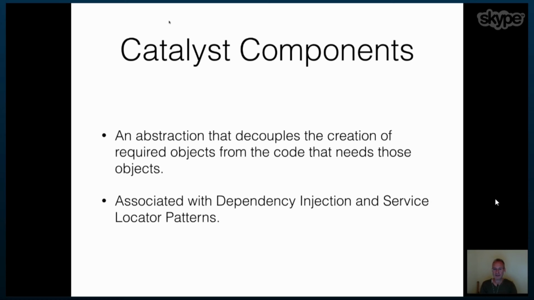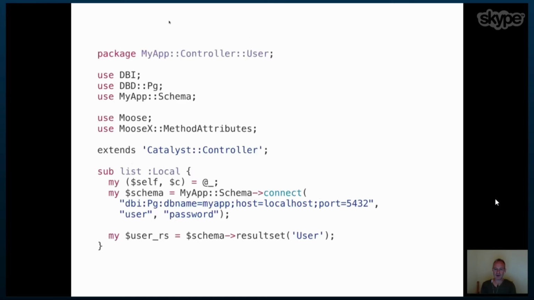So basically, a Catalyst component is an abstraction for an object, and the intention here is you want to decouple the creation of the required object from the code that's using it. And if you wanted to think about what classic Gang of 4 design patterns are associated with Catalyst components, you may want to go look at dependency injection and service locator patterns. I'll talk about that a little more in detail in slides to come. So what's a Catalyst component, and why would you use it?